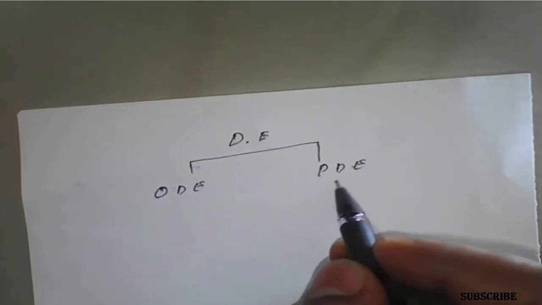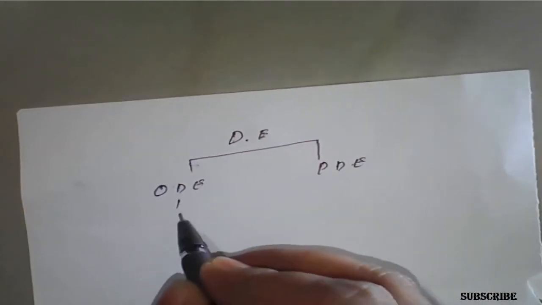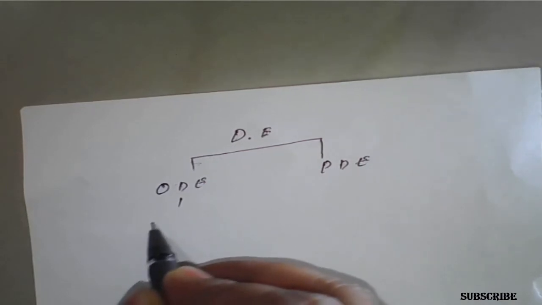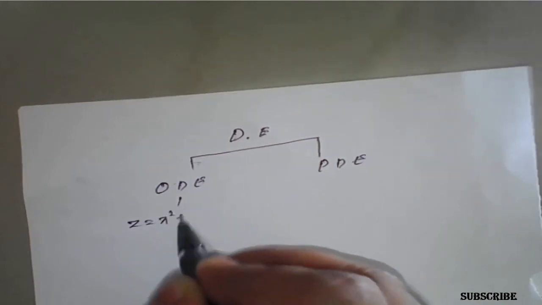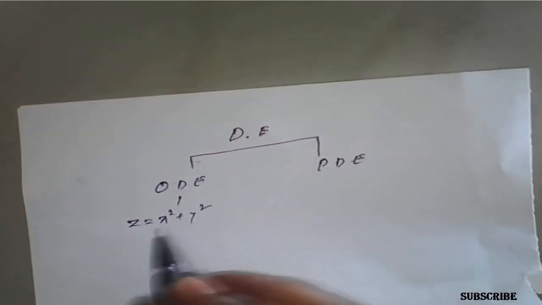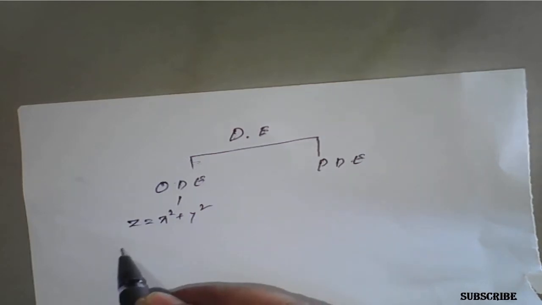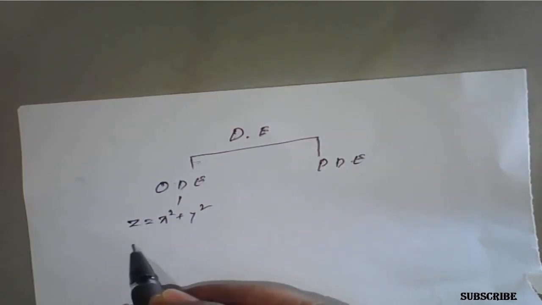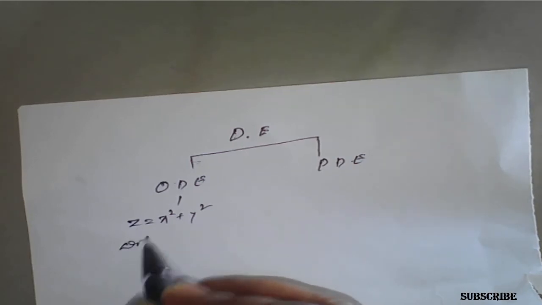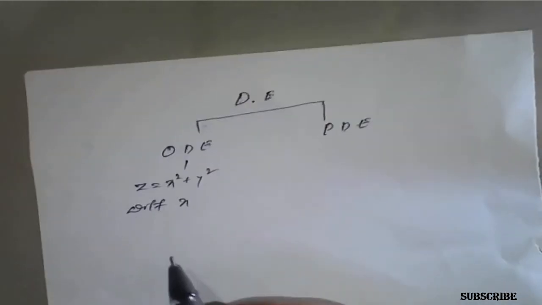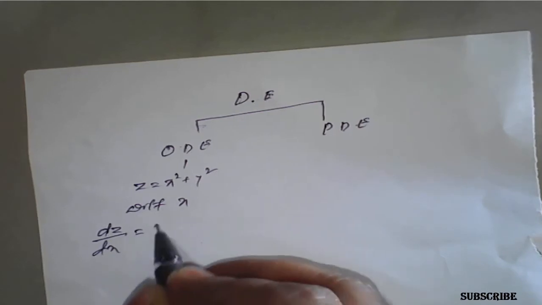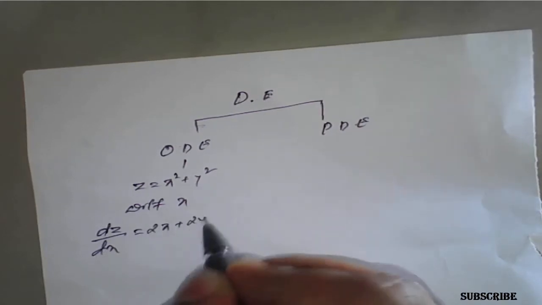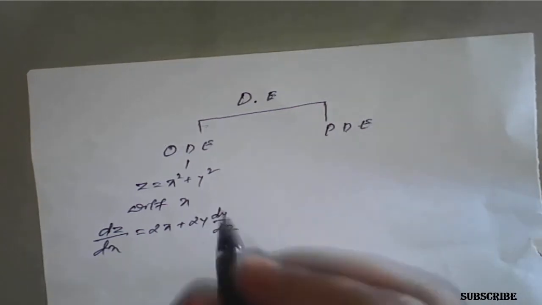But here in partial differential equations, take for example z is equal to x square plus y square. Differentiation of x square plus y square: if I differentiate with respect to x, what happens here? It will become dz by dx is equal to 2x plus 2y into dy by dx.